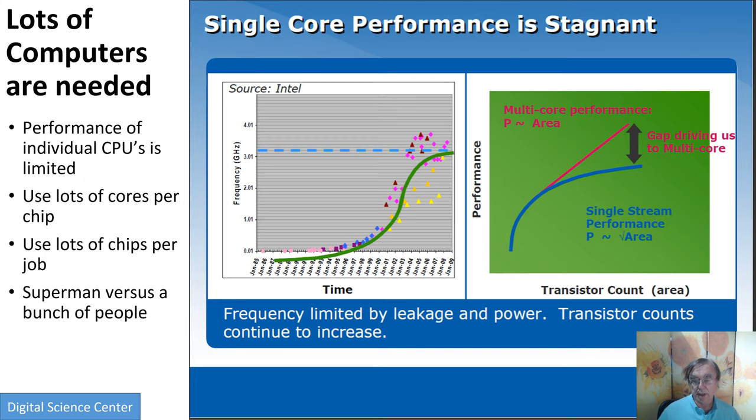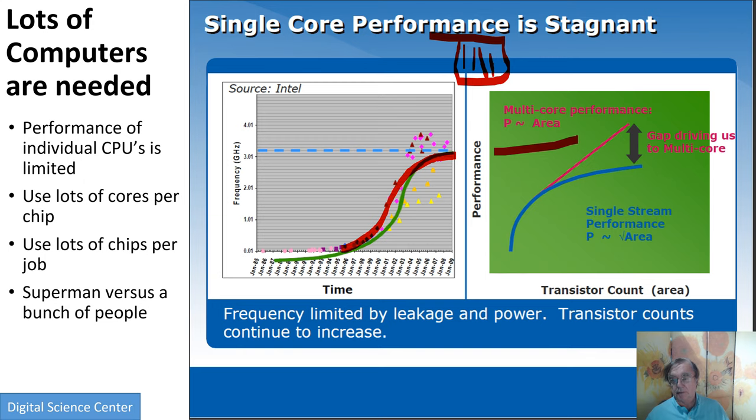It shows how the clock speed of the computer chips is leveling off, and that's mainly due to power issues. You can't afford to drive the higher clock speed with increased power. And so as the feature size continued to decrease, imagine you have a fixed size chip, you just put lots of CPUs in that chip. And that's called multicore, where the processing power goes like the area of the chip.